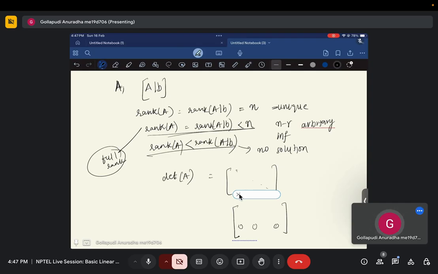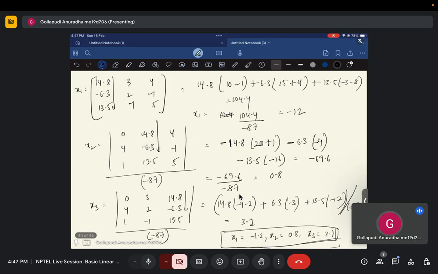Am I clear so far? Is it clear for you? Yes, ma'am. So the determinant is in the denominator here, so it cannot be 0. If it is full rank, which means it has a unique solution, then only you can go for this Cramer's rule.